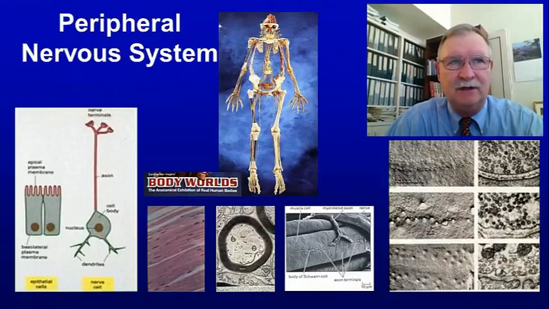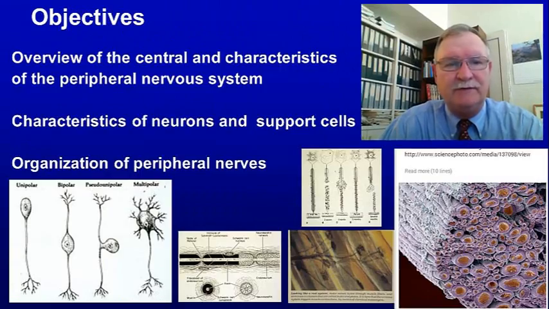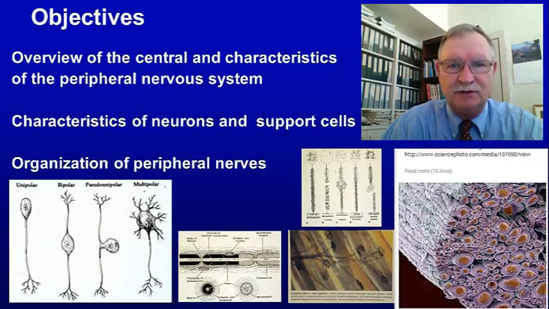We want to have an overview of the central nervous system, and then to characterize the peripheral nervous system. We want to characterize the neurons and their support cells. We want to look at organization of peripheral nerves in general.